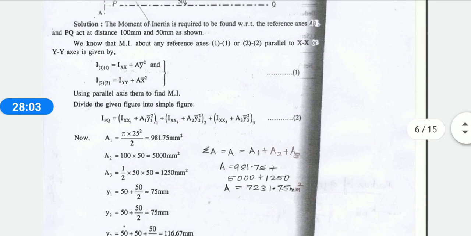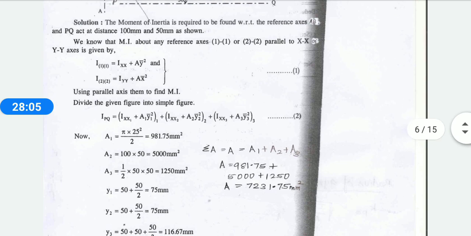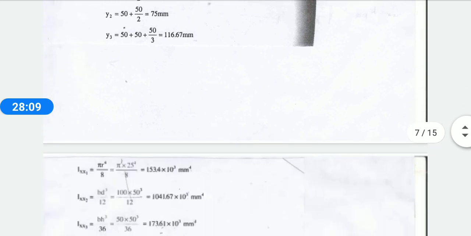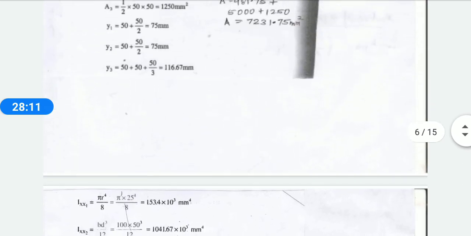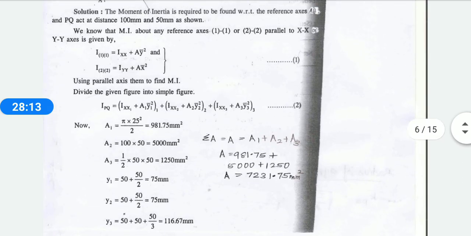After getting all the 3 areas, you need to find summation of A, which will be equal to A1 plus A2 plus A3, which will be equal to 7231.75 mm square. Till there, your area is done. Then our aim is to find x and y values, right? For that we need to find what is our y value now.